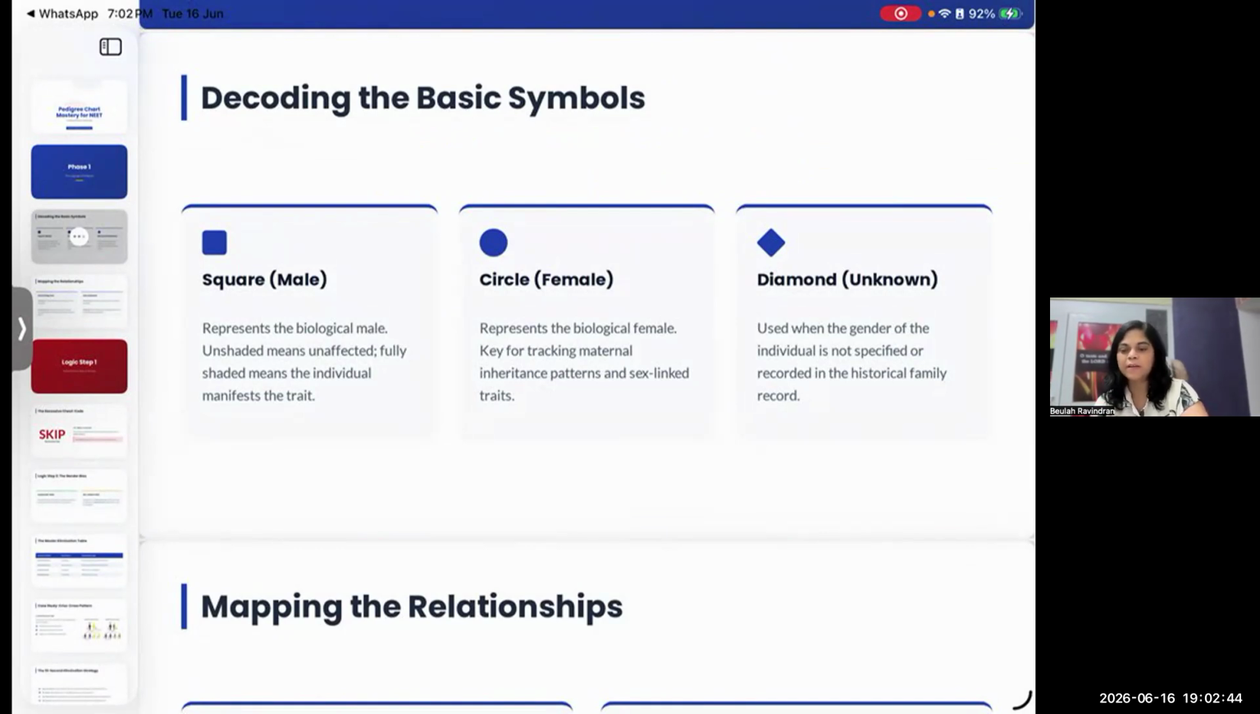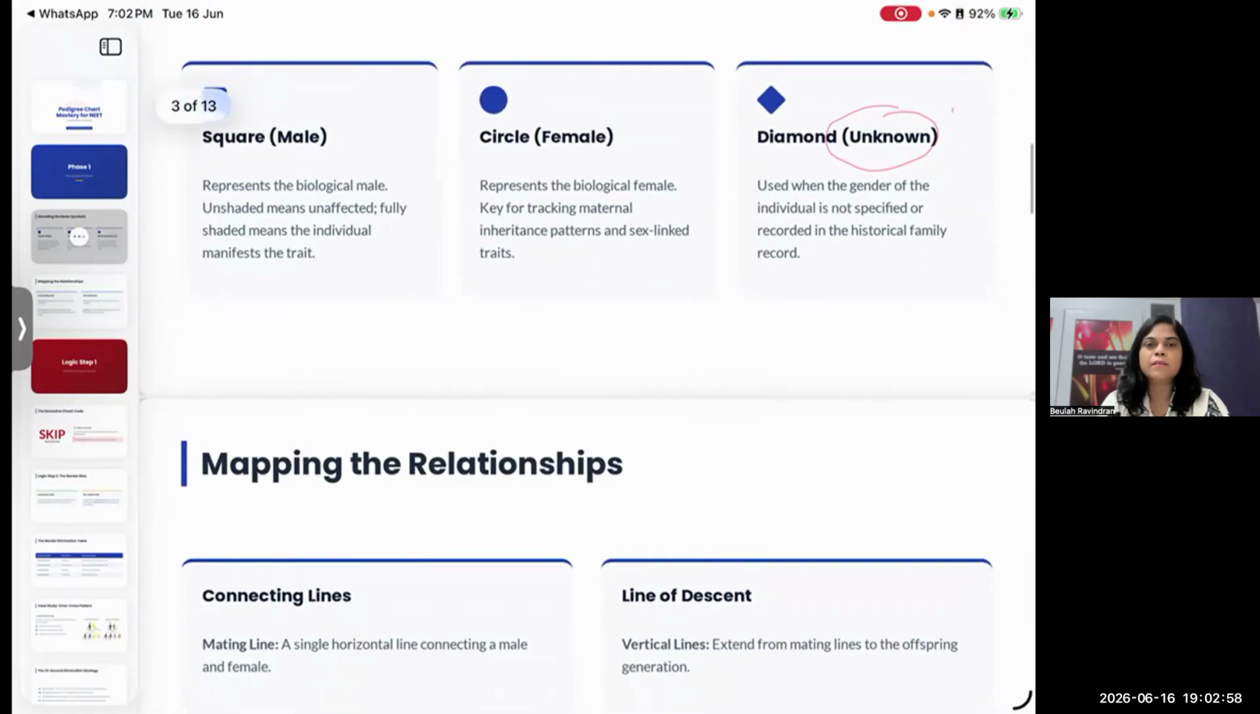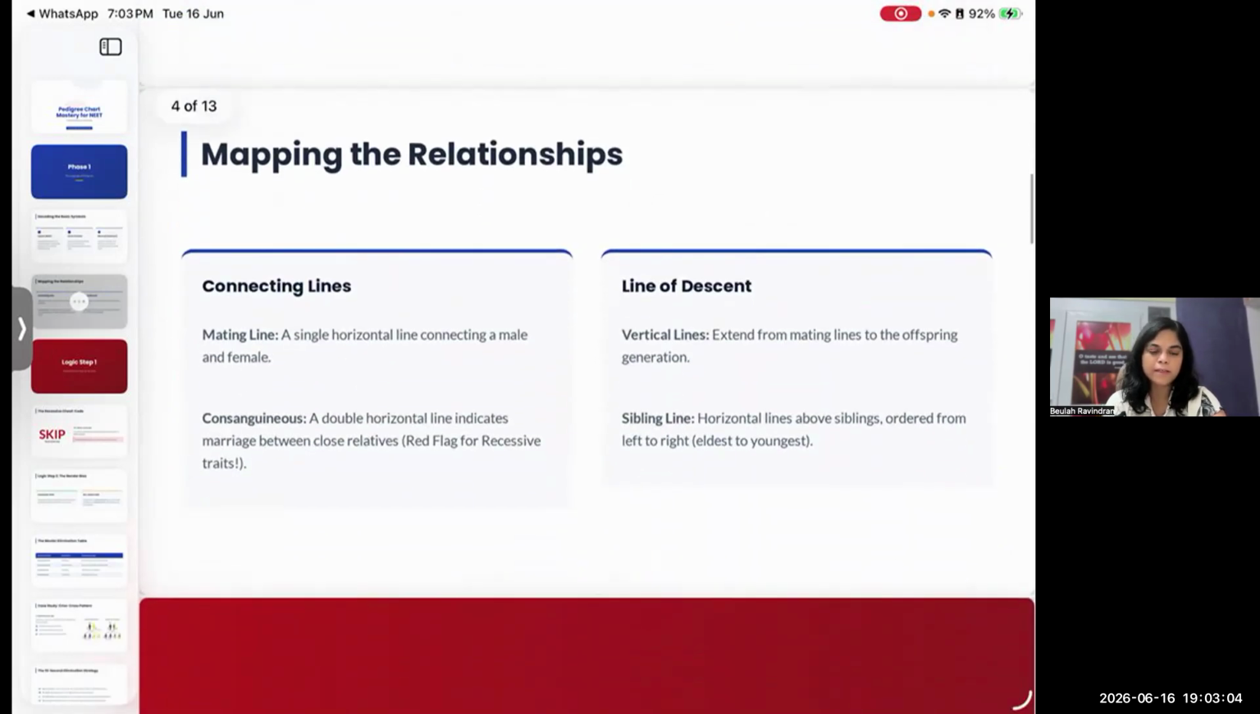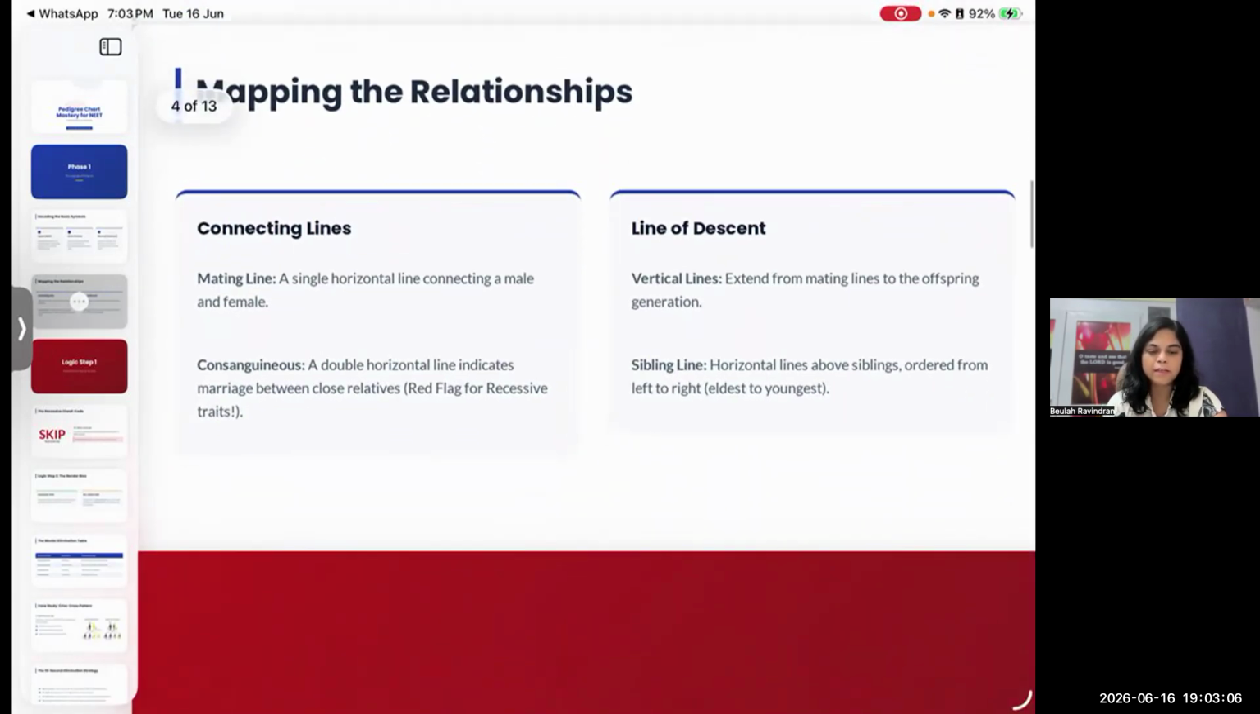If it is a diamond, it is unknown. It is used when the gender of the individual is not specified or recorded in the historical family record. And there are 4 types of disorders also, I'll teach you that. See this connecting line, the mating line: a single horizontal line connects a male and a female.